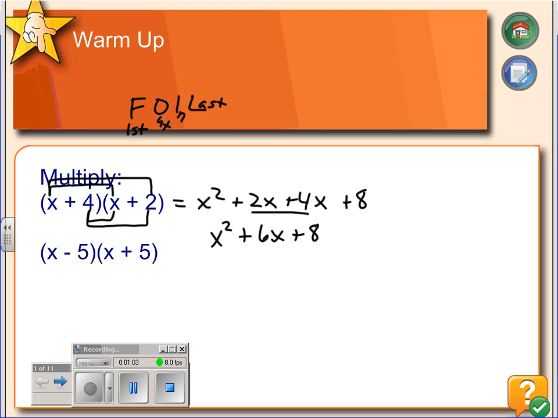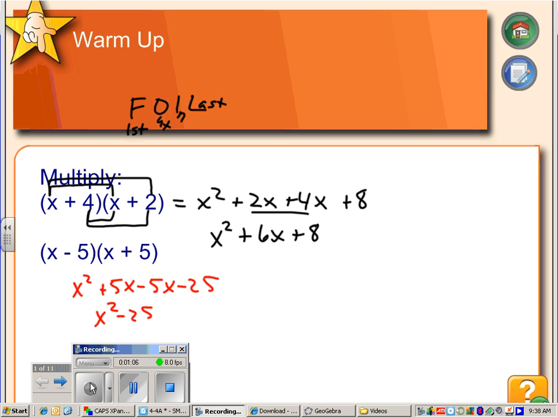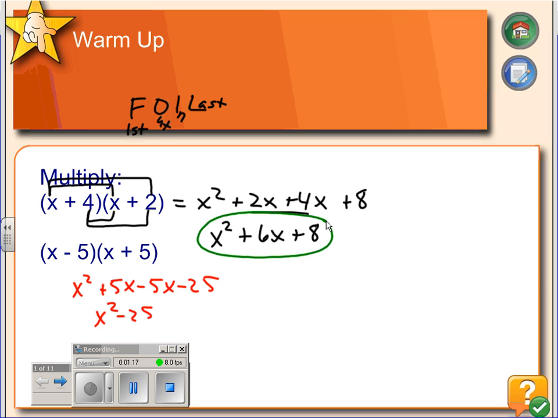Okay, and you can try it here with the second one. And that's what you should get with the second one. So now we are ready to factor. Factoring is the opposite of FOILing. So we're going to take an expression like this, and instead of multiplying, we're going to divide, and we're going to end up with an expression like this. So factoring is exactly the opposite of FOILing.